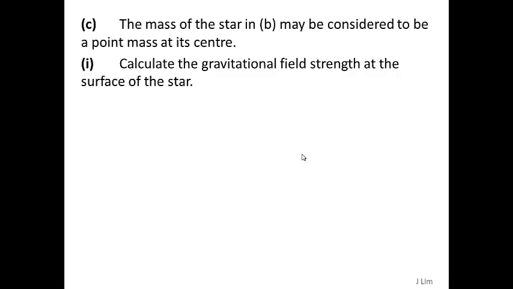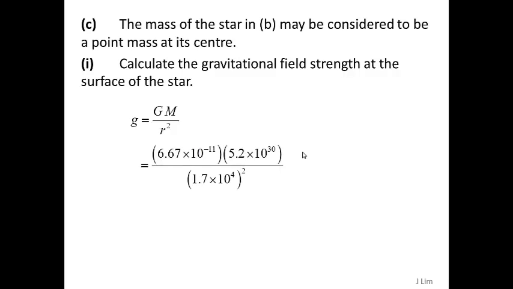The mass of the star may be considered to be a point mass at its center. Calculate the gravitational field strength at the surface of the star. So gravitational field strength g equals GM over r squared. Substituting values, we have g equal to 1.2 × 10^12 newtons per kg. So the units is the same as meters per second squared.